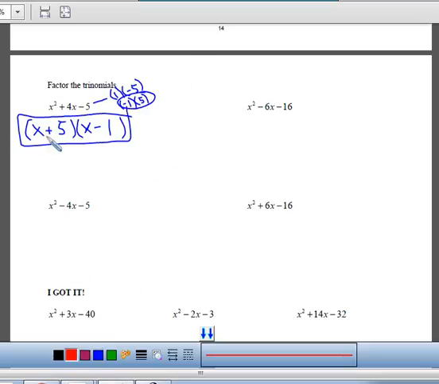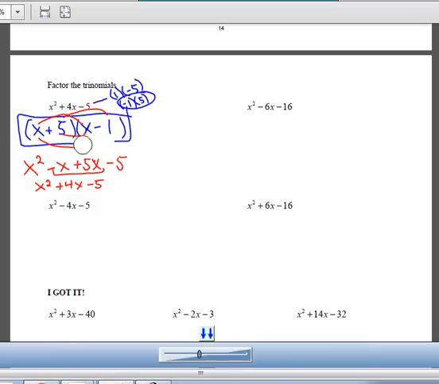Just do FOIL. And if you FOIL this out, you get x squared minus x plus 5x minus 5. Combine your middle terms, x squared plus 4x minus 5. And you end up back where you started. It works out. Everything's great. So if you want to erase those red marks, I'll erase them so you can see it.